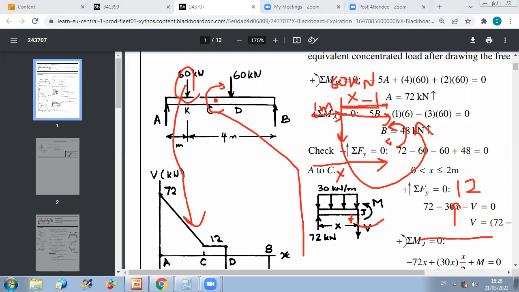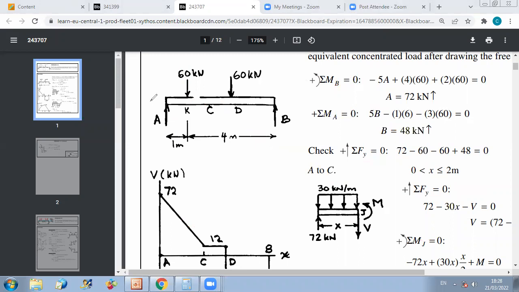And here, since you don't have any concentrated couple on your beam, you can expect that there is no jump in bending moment. And this can be helpful for you to verify your results, because from section 1, you can calculate the bending moment at point C. Because there is no jump in bending moment, if you replace x by 2 in section 1, and you replace x by 2 in section 2, you should get exactly the same result, because the moment is continuous here. And we can verify this.